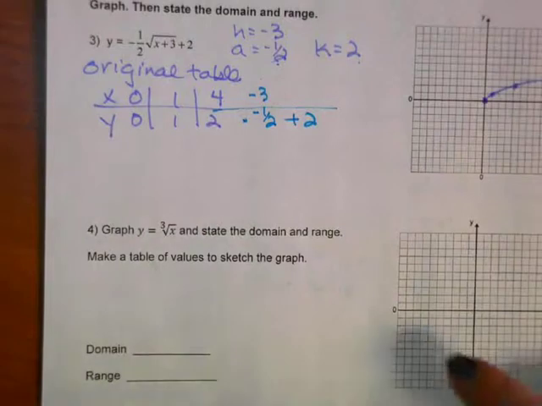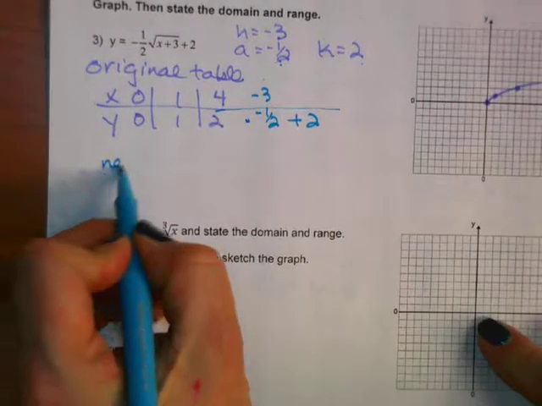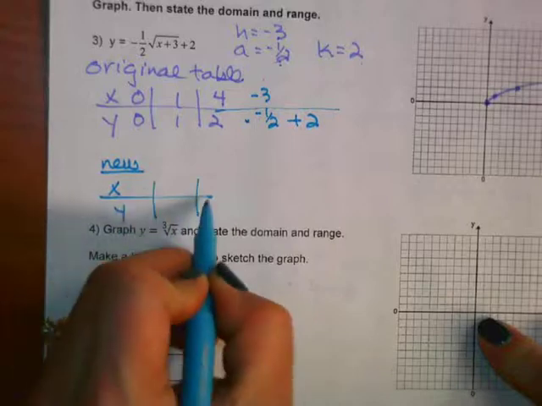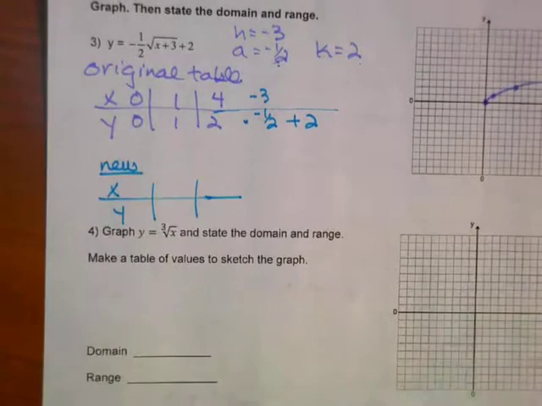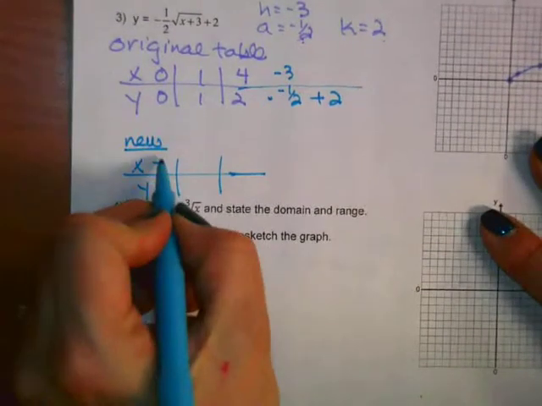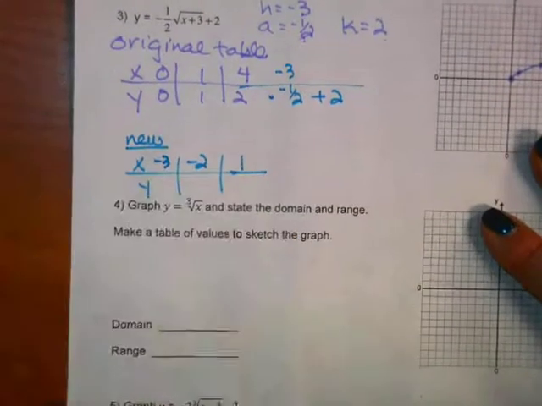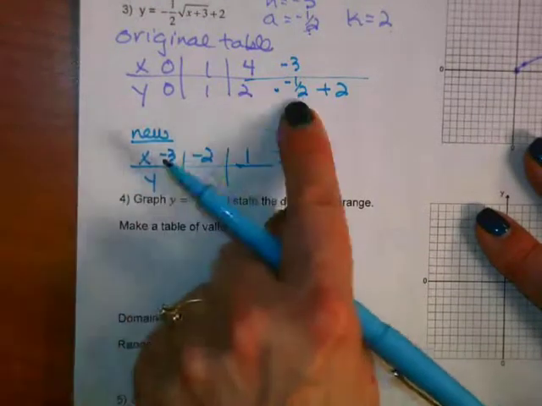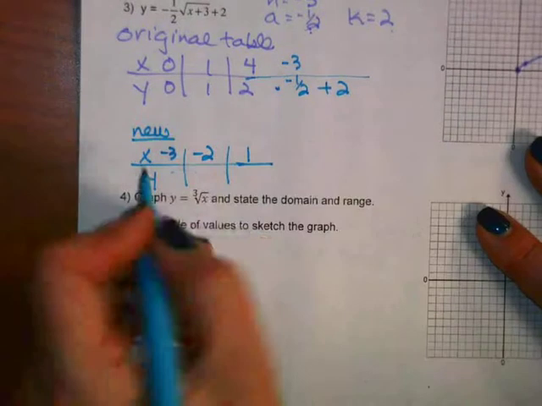Then I would make your new table. You say, wow, it's a lot of work. Yeah, but you might have to do this without a calculator on the test. So I'm subtracting 3 from all my x values, multiplying my y values by -1/2 and adding 2, and you get this.